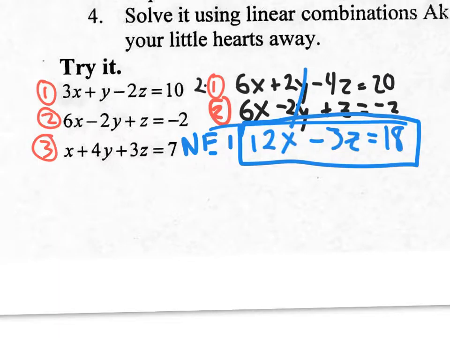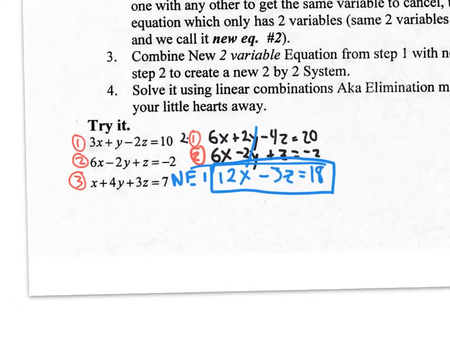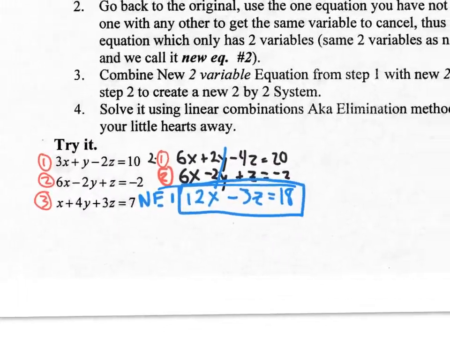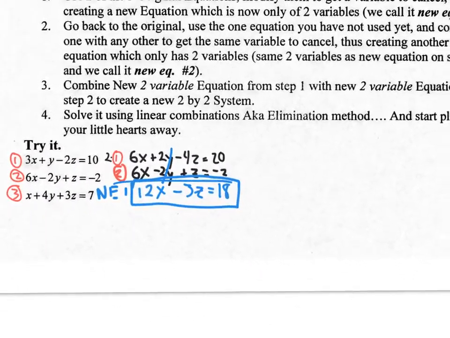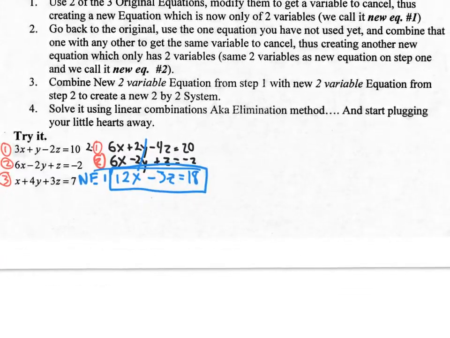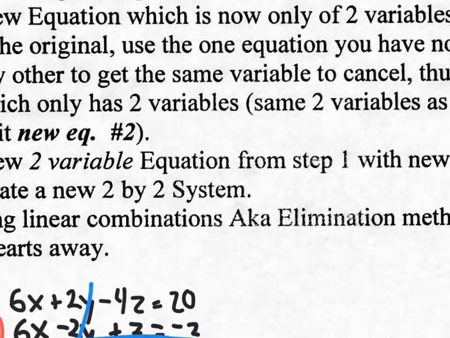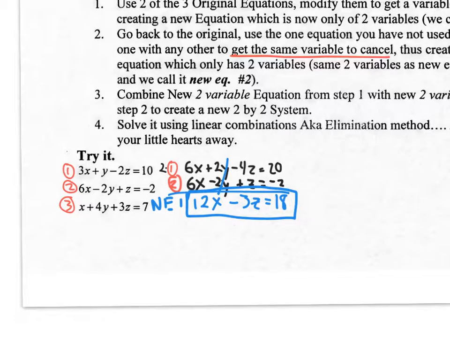So step 2, if you go back and read it, says use the equation you have not used and combine it with any other to get the same variable to cancel. As a matter of fact, let's all get your pencil and underline, get the same variable to cancel. What variable did we cancel on the first step? Y. So you need y's to cancel again.